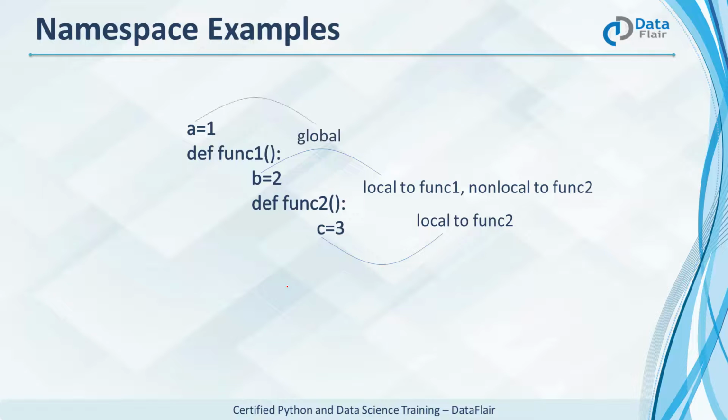A is global here. So inside func2, you can read and write C as it's local to it, but you can only read B because it's non-local to it. It cannot modify B. Similarly with A, which is global to it.